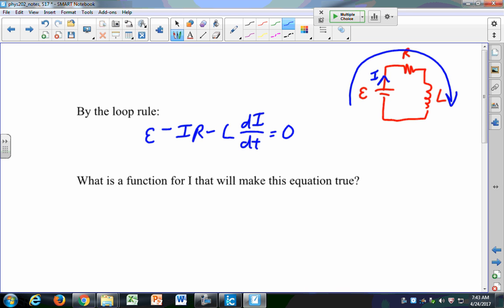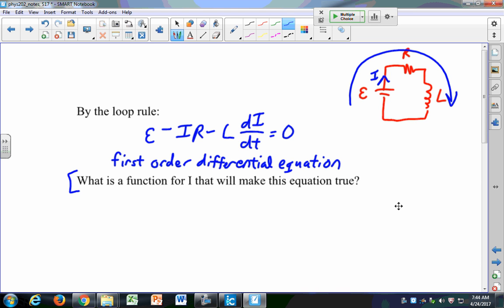What order equation is this? Does anybody know? Are y'all in NDE yet? Nobody's here yet? No. Well, this is a first order differential equation. You might also call it an ordinary differential equation. That means that it doesn't have a partial derivative, as opposed to a partial differential equation. But it's a first order differential equation, and we want to think of a function that will make this equation true.